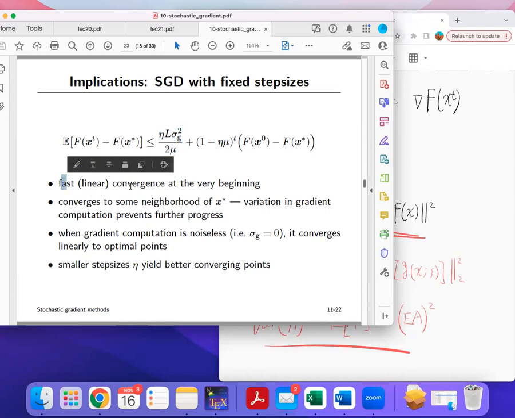Therefore, at the very beginning, we have a very fast convergence, because intuitively at the very beginning, maybe the second term is very big. So the second term dominates, and then the second term decays geometrically fast. So we have a very fast decay, very fast convergence at the beginning. But once t becomes very big, the first term starts to dominate. And so eventually the convergence will slow down, and eventually it will be bottlenecked by this constant error.